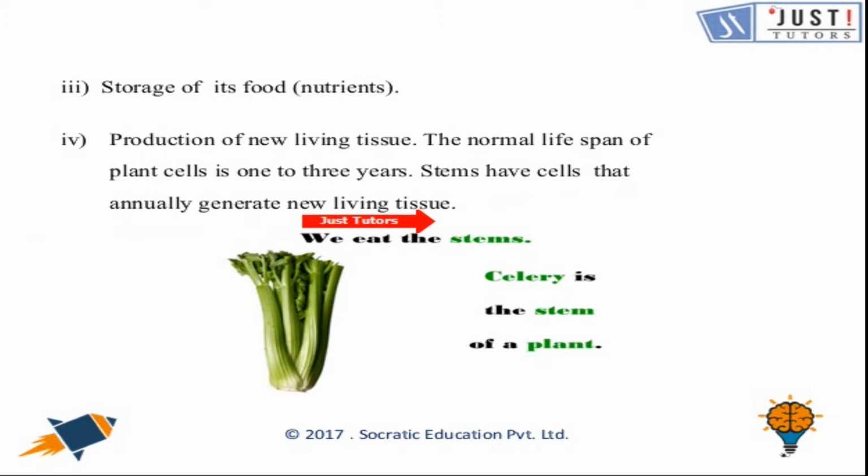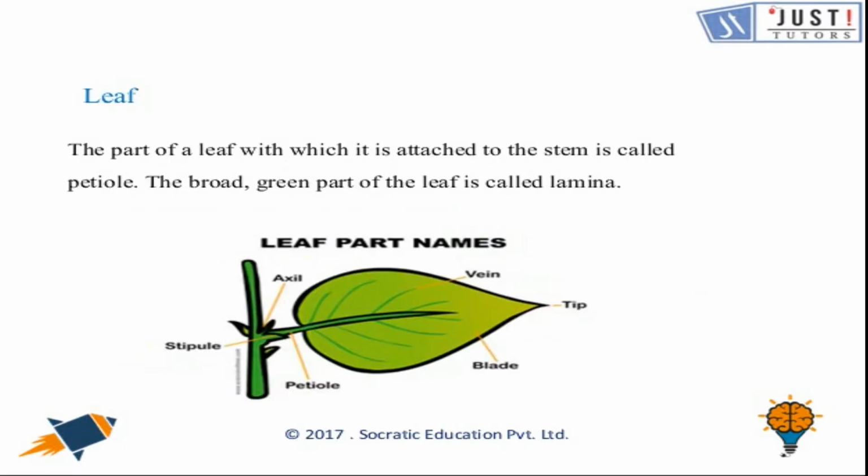Okay, now see, this is the stem. Yeah, celery is the stem of a plant, and we eat stem. Now let's move forward here. Now we are talking about leaf. The part of a leaf with which it is attached to the stem is called petiole. So see, this is the petiole with which it is attached to the stem. And the broad green part of the leaf is called lamina.